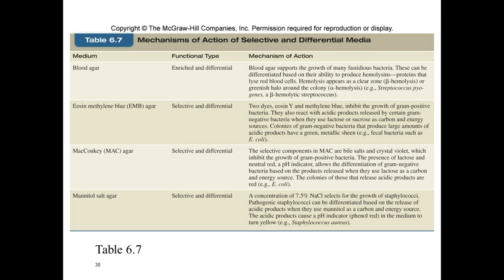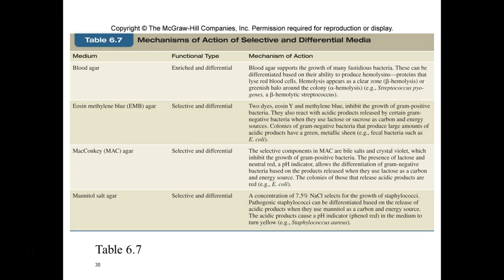And the most common question we ask as far as differentiation, other than red blood cell destruction, is fermentation of sugars. So all of these media ask about fermentation of sugar. The eosin methylene blue, the McConkey, as we've already said, it's about lactose fermentation. And mannitol salt agar, mannitol is the sugar alcohol that can be fermented by some of them.